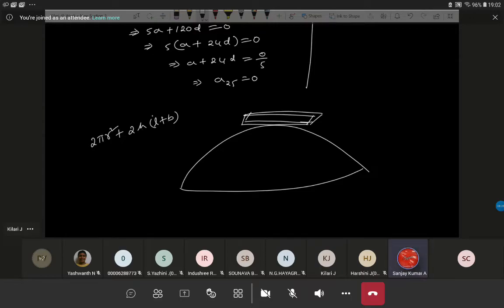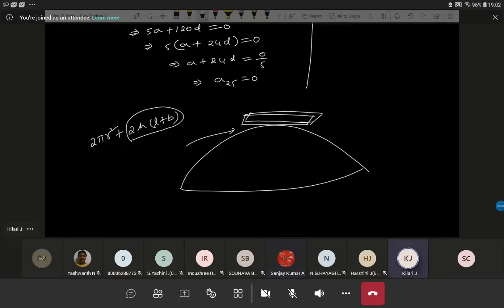Actually, in the answer key they gave the CSA of the hemisphere plus the TSA of the cuboid minus the base areas. Here you are adding 2h of L plus B because you consider that the total bottom is covered by the dome, so you subtracted the top portion also. I did it separately, so it will be the area of walls. Then it will be 2h into L plus B only, but you are not getting the answer.